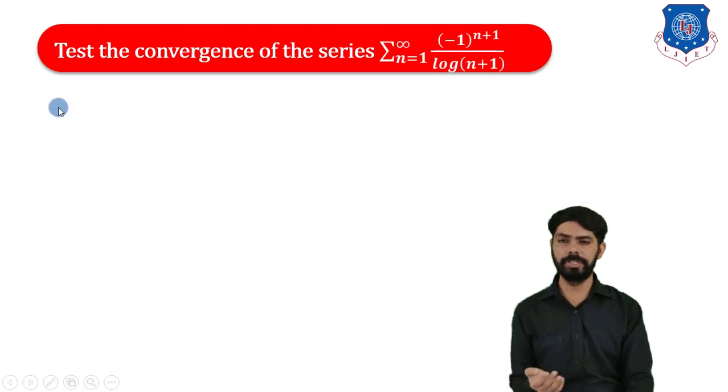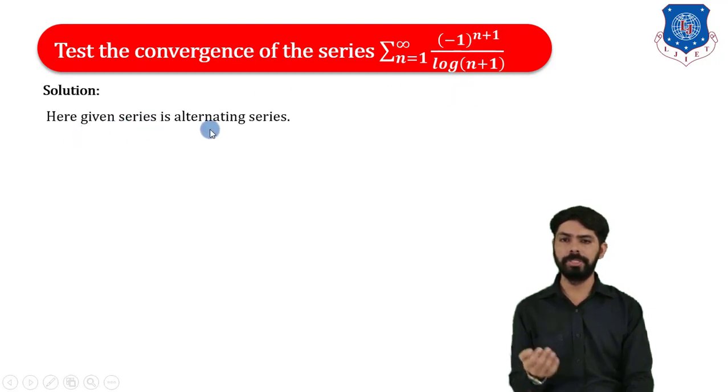Now we will discuss an example related to this. Test the convergence of the series sigma n equal to 1 to infinite (minus 1) raised to n plus 1 divided by log (n plus 1). So here given series is alternating series, because here if we put n is equal to 1 in this, so here (minus 1) raised to 1 plus 1, so it will be (minus 1) raised to 2, so it will be plus 1 divided by log 2.